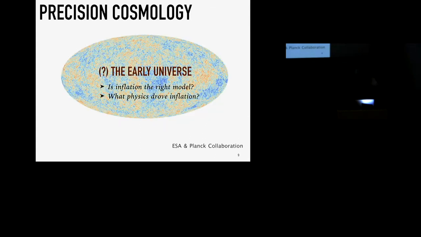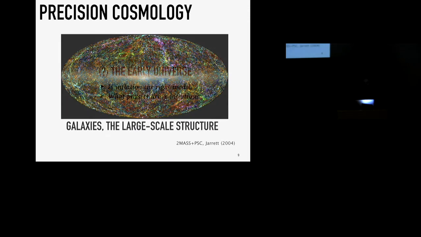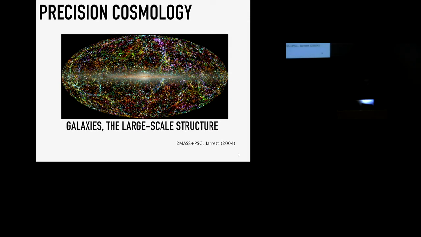The other open questions relate to the early universe. So is inflation the right model to describe the early stages in the universe that make the CMB, the cosmic microwave background, look the way that it does? And if it is the right model, what was the physics that drove inflation? There are actually many possibilities for what happened during that stage. And again, we don't know much about this, and we would like answers to this question. So in order to find the answers to these questions, we need to go beyond the cosmic microwave background.